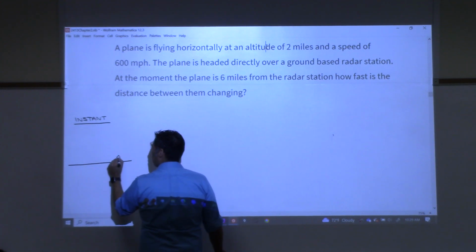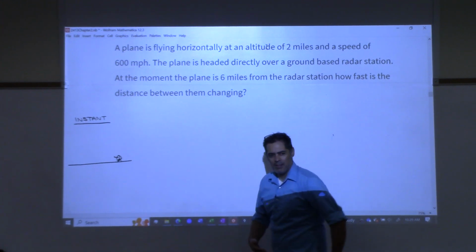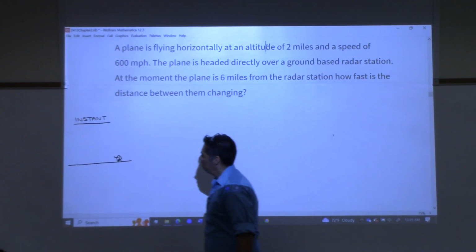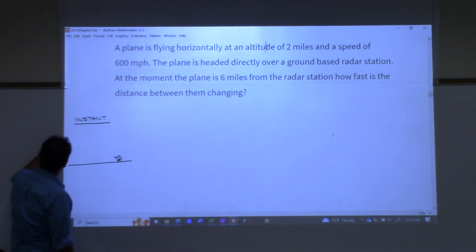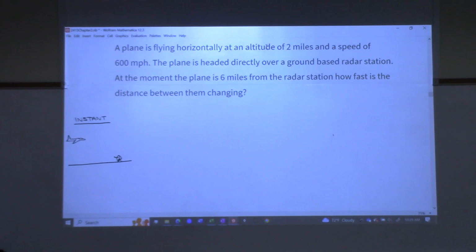Here's my radar station. Here's my plane. Can y'all tell what kind of plane that is? An airplane. Yeah. All right, my plane is flying horizontally, right?